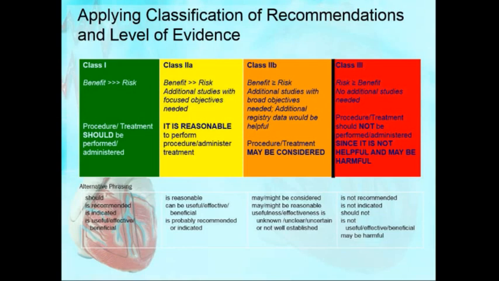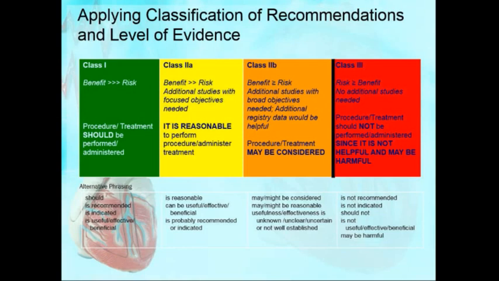There is class 1, 2A, 2B, and 3 in cardiology. What is class 1? If the patient has a class 1 indication, you should offer the therapy. If you don't offer it, you did something wrong. Class 3 means you should not be doing this procedure or offering this medicine. Class 2A means most people believe it works. In 2B, some people believe it works. It's very easy for you guys.